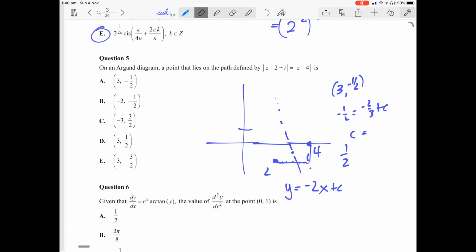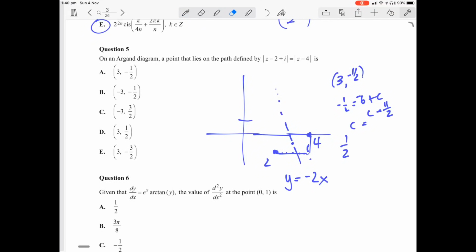And you have 2 times 3. So that's 6 plus c. So c equals negative a half plus 6 minus 6. Because that's negative. Okay, so when I add that, I get 11 on 2. So which point's going to go through that? 3, that's going to be negative 6. Oh, we found the point there, idiot.